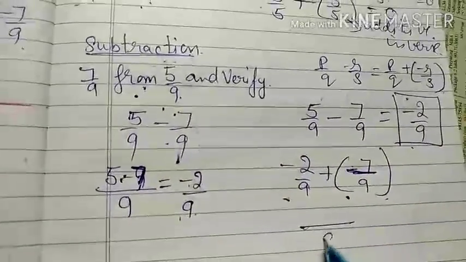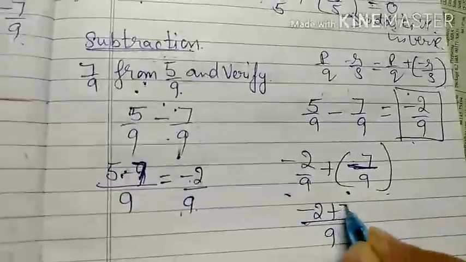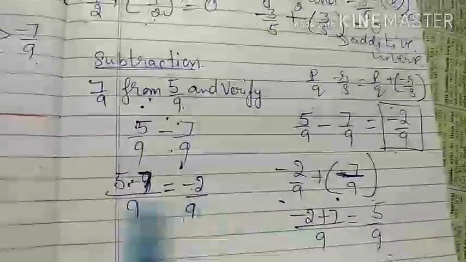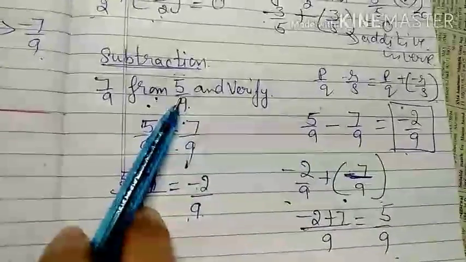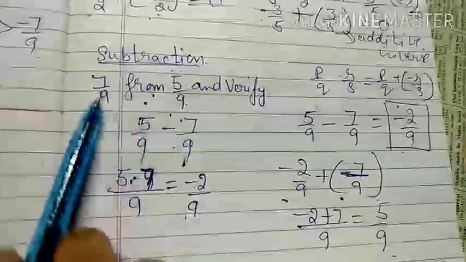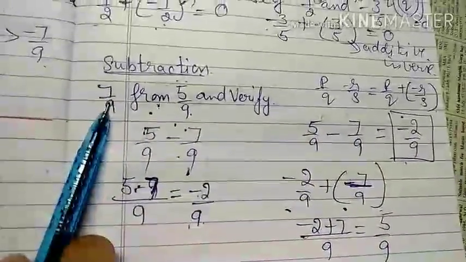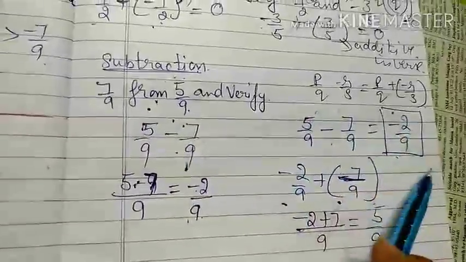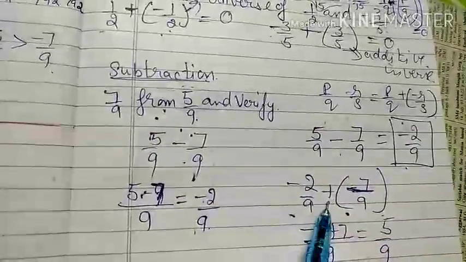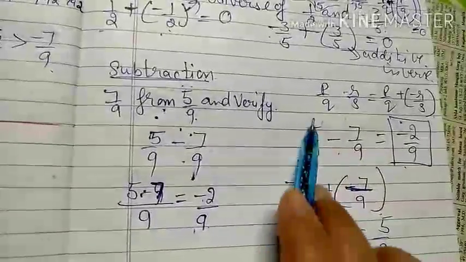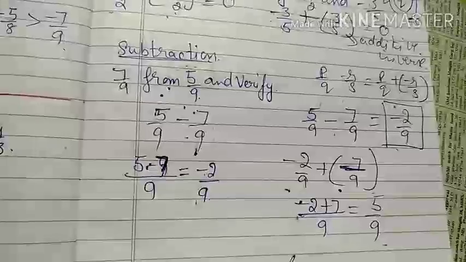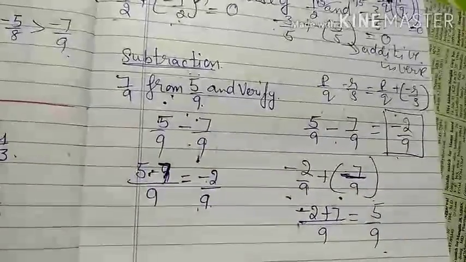Here also the same denominator, minus 2 plus 7 gives me 5 by 9. So that means I get the other rational number by adding the answer to the one rational number. Okay, because when you shift this to the other side, it changes into a positive sign. So your answer should be the same as 5 by 9. This is the way you go with the subtraction problem.